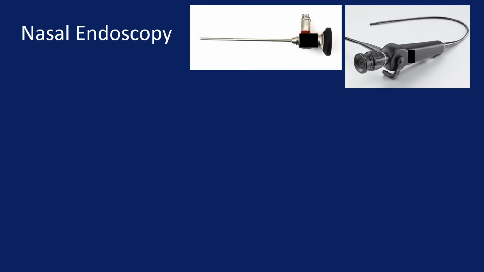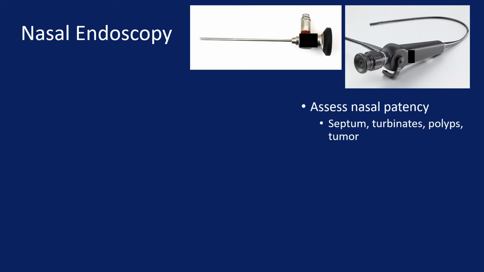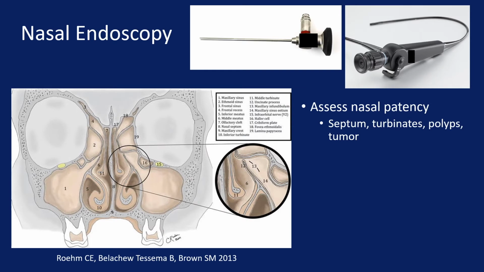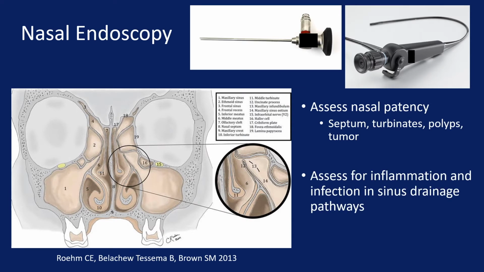You can either have rigid nasal endoscopy, which is the picture on the left, or flexible endoscopy on the right. And what we're doing is we're assessing for nasal patency to assess that nasal obstruction, septum, turbinates, polyps, tumors. And then we're looking deeper in the nose, and we're assessing for inflammation or infection in sinus drainage pathways that we mentioned earlier. Biggest bang for the buck.